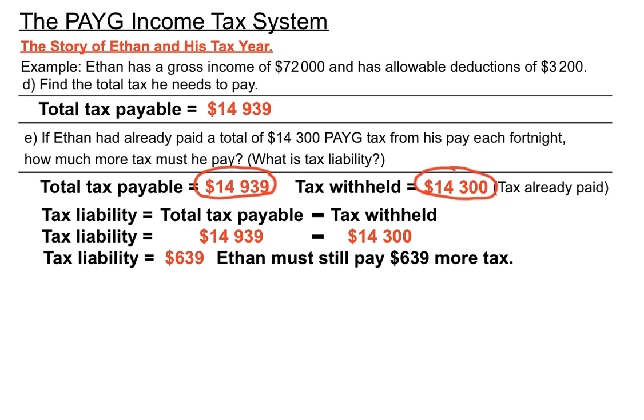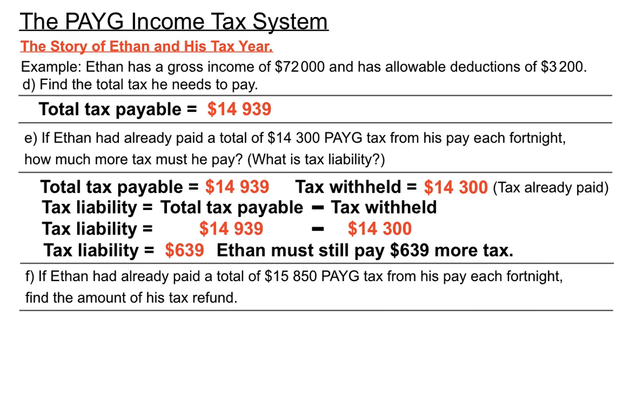Let's have a look at another section here. Perhaps Ethan's boss sent a little bit more tax out of Ethan's pay each fortnight. He might get a tax refund. So let's have a look. If Ethan had already paid a total of $15,850 in that PAYG tax out of his pay each fortnight, find the amount of his tax refund.